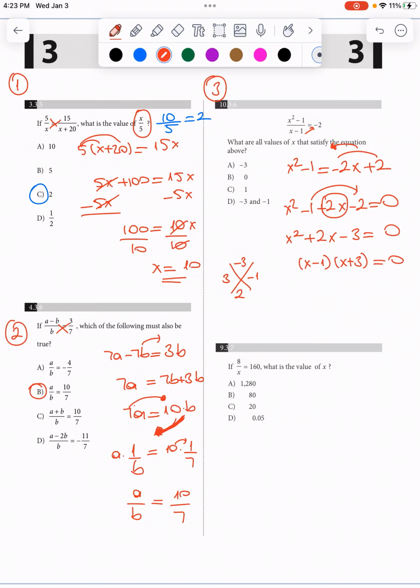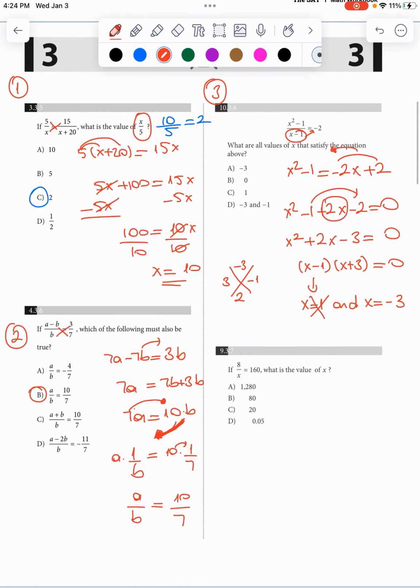Possible solutions are going to be x is equal to 1 and x is equal to negative 3. But we have to try them. So our denominator is x minus 1. So if the denominator is x minus 1, x is equal to 1 cannot be a solution, because x is equal to 1 makes this denominator 0. And when the denominator is 0, guys, it'll be undefined. This fraction is going to be undefined. So I will eliminate x is equal to 1. There will be only one solution, which is x is equal to negative 3. Answer choice A is the correct answer.